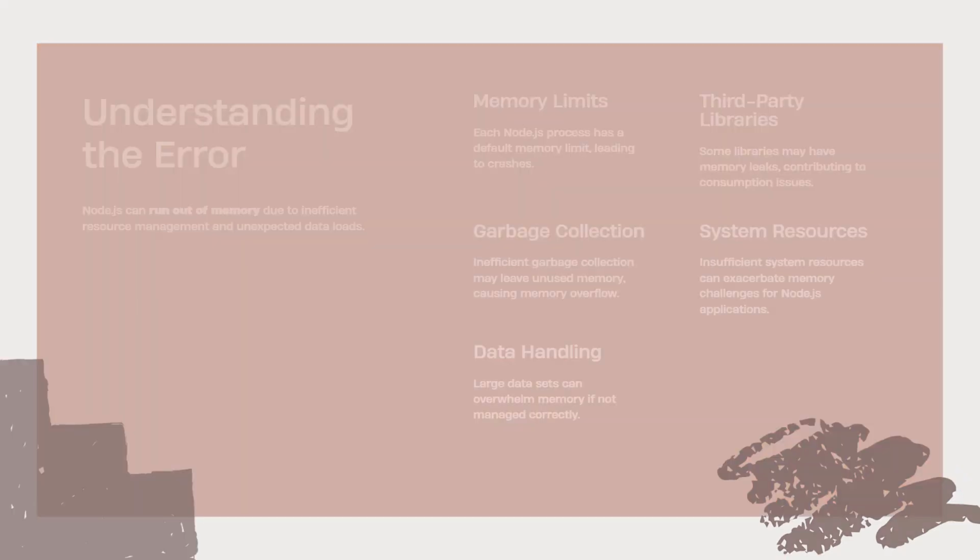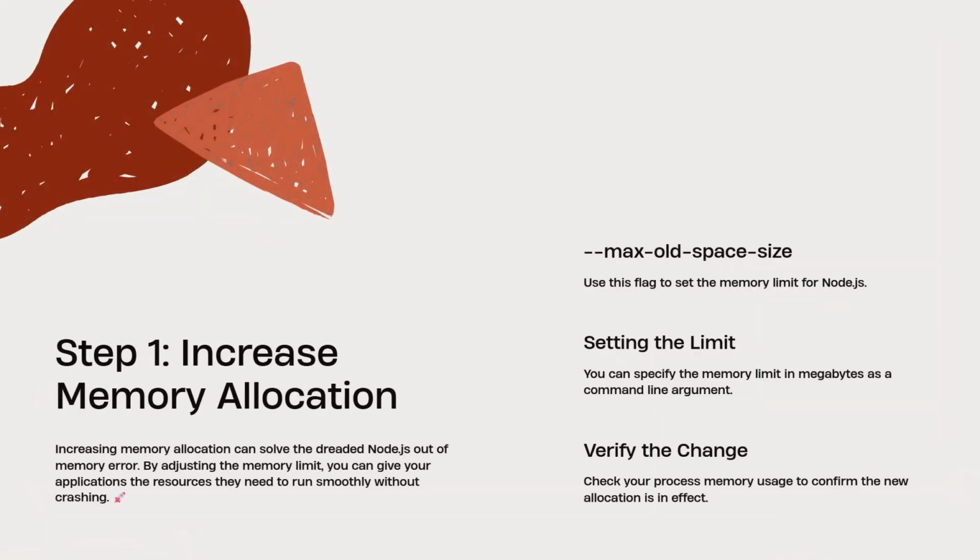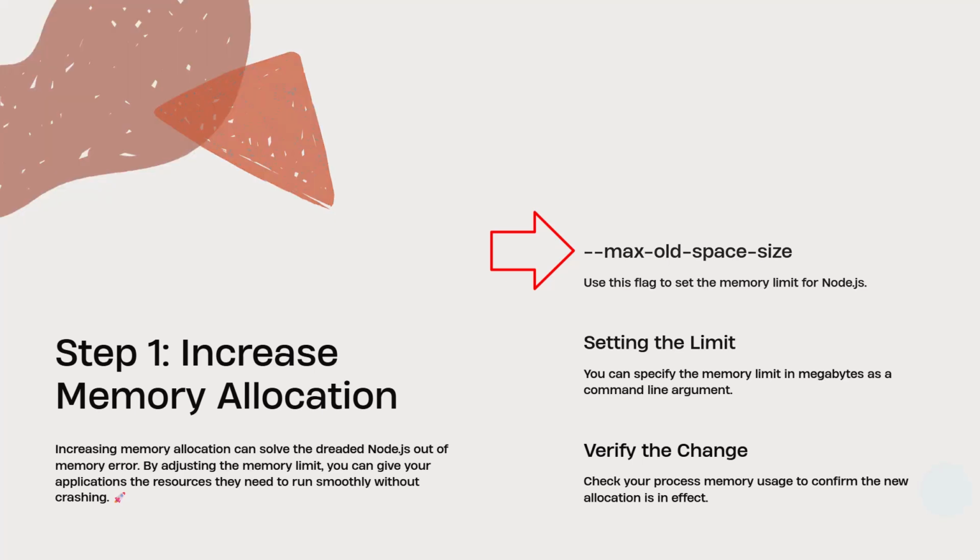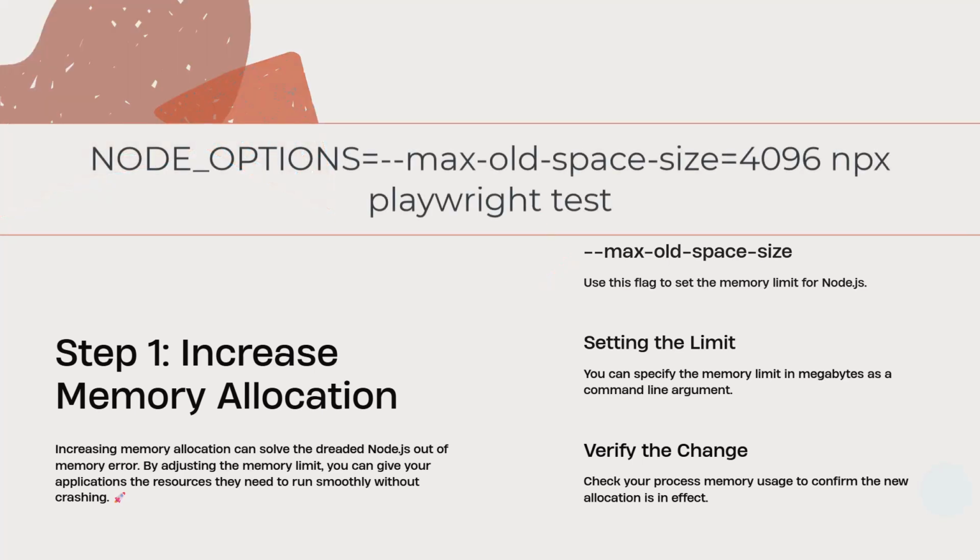The solution is very simple, just boost the memory limit. For doing this, you can run a command which is shown on the screen in your terminal. By doing this, Node.js will be able to use up to 4 GB of RAM, and your test runner is going to be leveled up from budget to brownie.